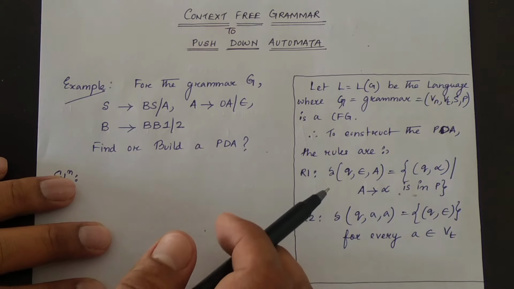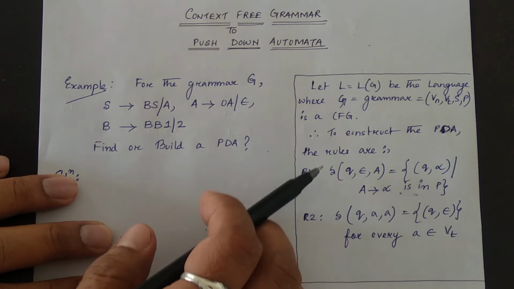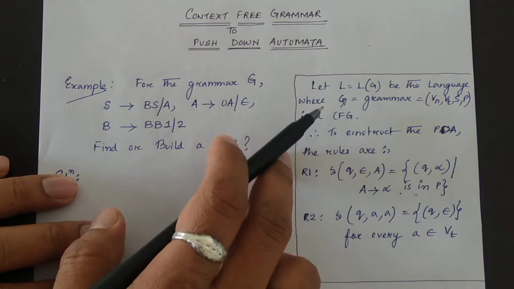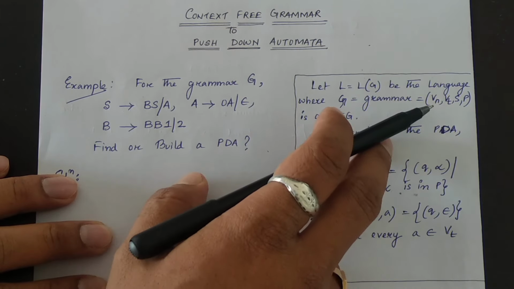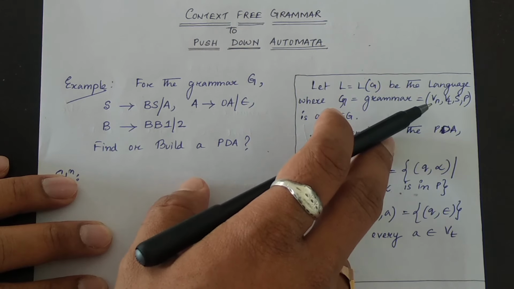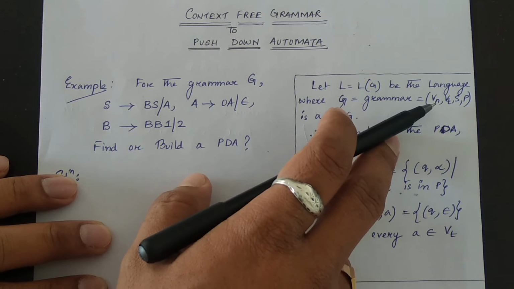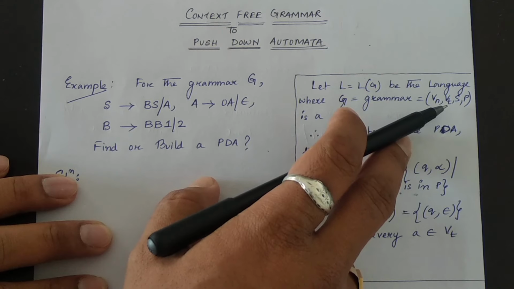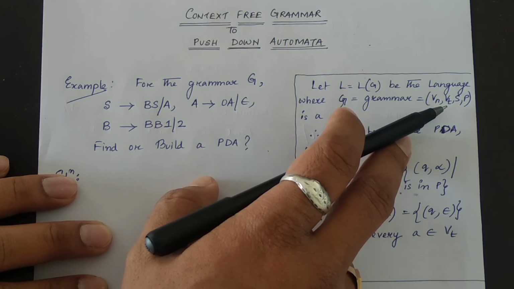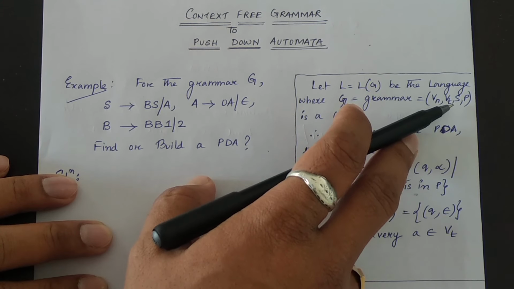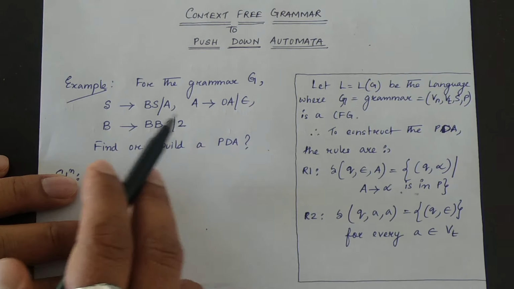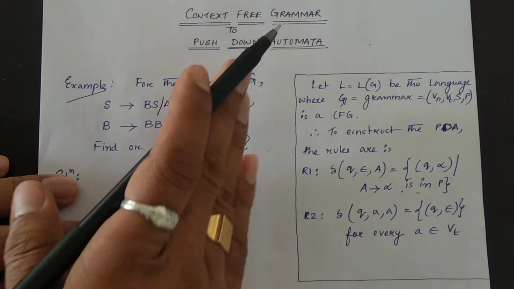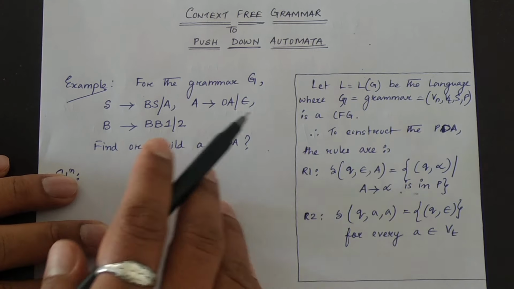Rule number 1 says that L is the language of a grammar G, where the grammar is defined by Vn, Vt, S and P. Vn means the set of non-terminals, that means capital letters, correct? Then Vt means the set of terminal symbols, apart from the capital letters present in the grammar. Then S is the start symbol and P is the set of productions. So here P, the set of productions, are these, correct? Okay, now leave this particular grammar example part.